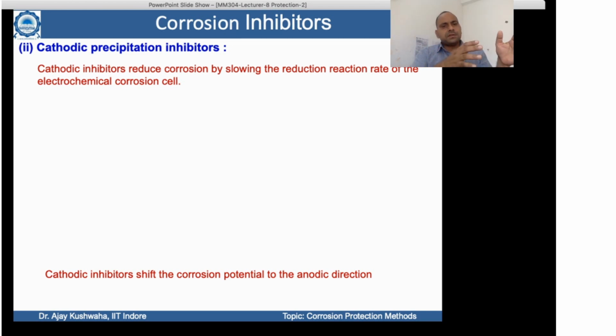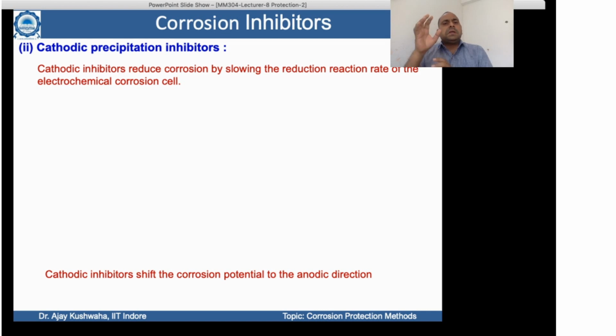If at one place we are observing an anode, where the material is going to corrode, then somewhere else there will be a cathode or cathodic reaction. So if you reduce that cathodic reaction, then you are also reducing the overall cell reaction, because corrosion is an electrochemical reaction, and the anodic and cathodic reactions both take place simultaneously. So if you stop, slow down, or reduce either one, then we can control the corrosion.